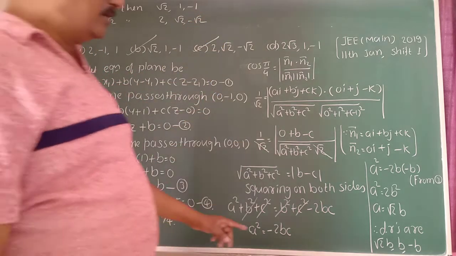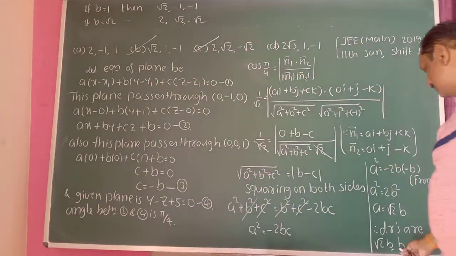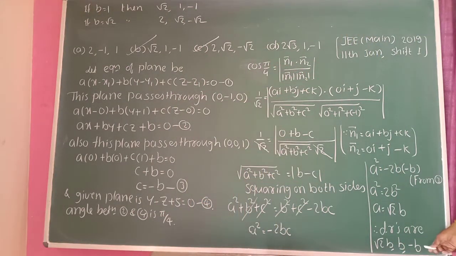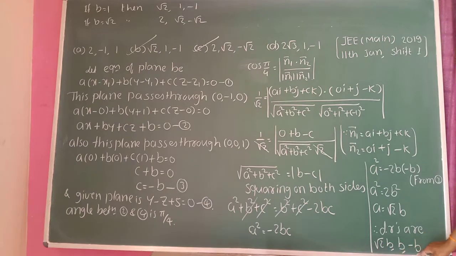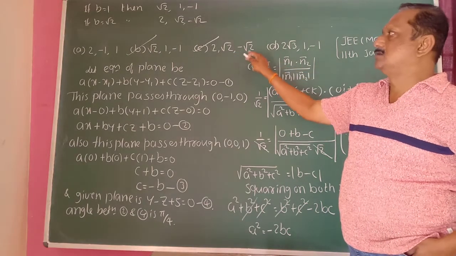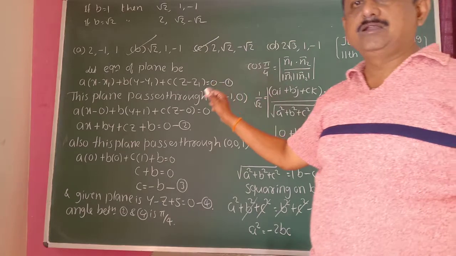These are direction ratios of the normal to the plane. It is true for all the values of b. We are taking b equal to 1 and root 2. If you take b value 1, you get these direction ratios. If you take b value root 2, you will get these direction ratios. So both are correct options.